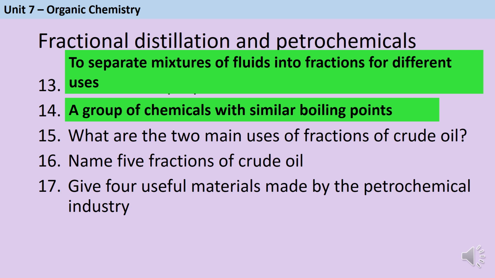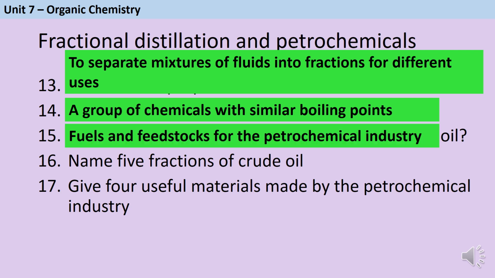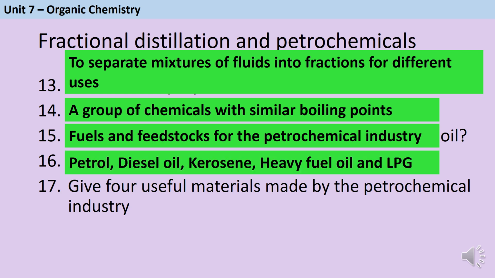The two main uses of fractions of crude oil are as fuels and as feedstocks for the petrochemical industry. A feedstock is just a starting chemical that we're going to use to make other things. The 5 fractions of crude oil named in your specification are petrol, diesel oil, kerosene, heavy fuel oil and LPG, or liquefied petroleum gas. You might have also heard of some other ones like naphtha or bitumen, and it's fine if you want to talk about those, but these are the 5 that are named that you do need to know.